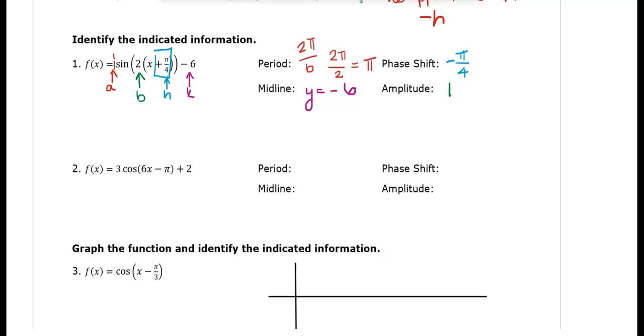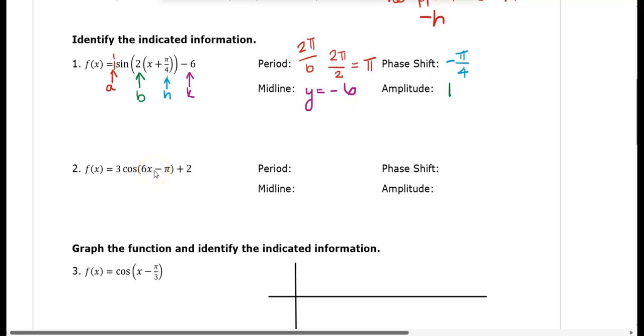If I go to the next problem, I have 3 cosine times 6x minus pi plus 2. Now, look really carefully here and see if you can see a difference between how the equation is written here inside the parentheses and how this one is written here inside the parentheses. In this particular case, my b value here has been factored out. It's b times whatever this x plus pi over 4 is, right? Here, this x is not by itself.